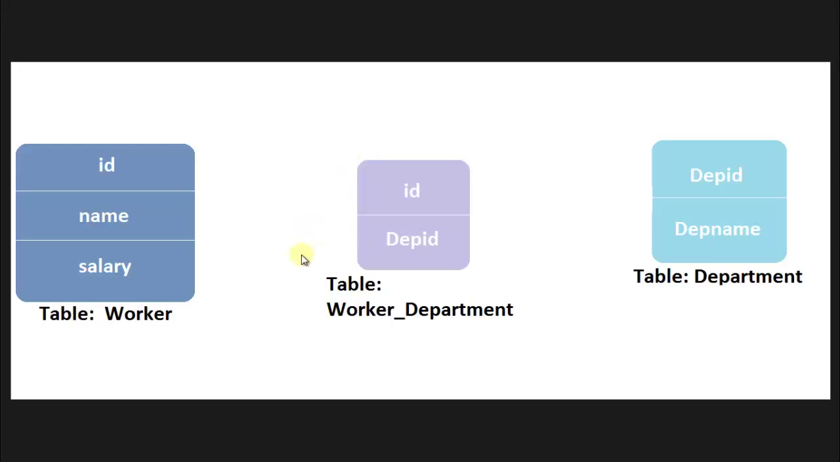It is an intermediate table, or we can call it a lookup table. We have created this table by taking one field from the worker table and another field from the department table. So this is how we are having one more table, which is a lookup table or intermediate table. Let us understand this programmatically.